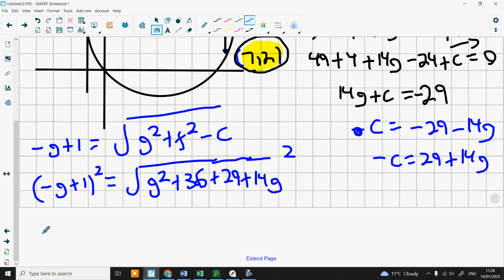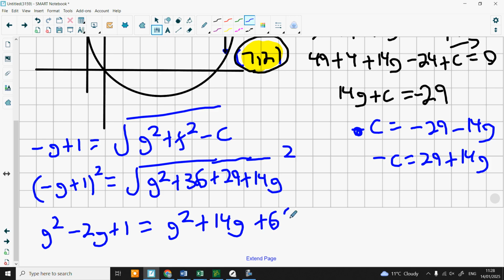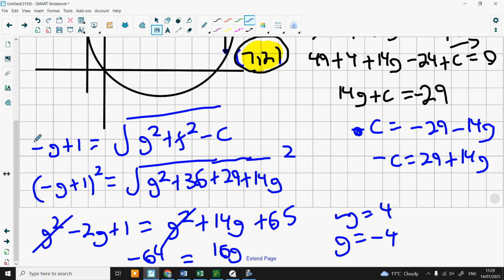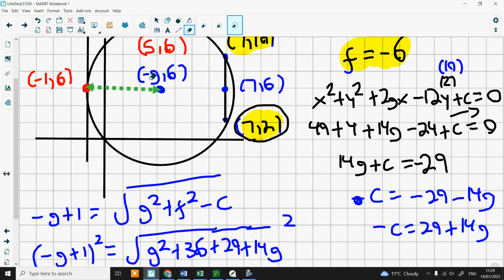I'm going to square this side, and what I'm going to get is G squared minus 2G plus 1 equals G squared plus 14G plus 65. What cancels? The G squareds cancel. Bring the 2G over. I'm going to get 16G equals minus 64. And my G value is actually minus 4. That means my minus G value is 4. So the center of the circle is actually 4, 6.